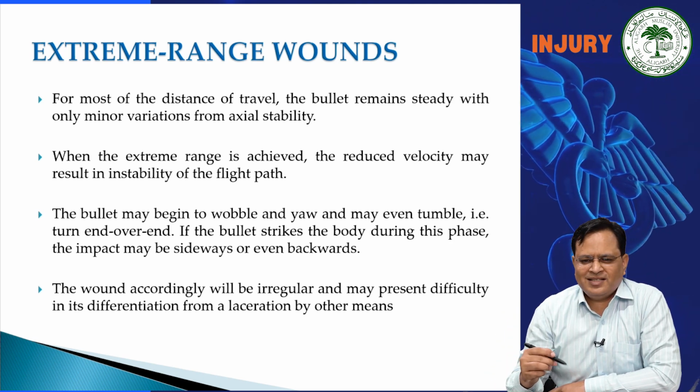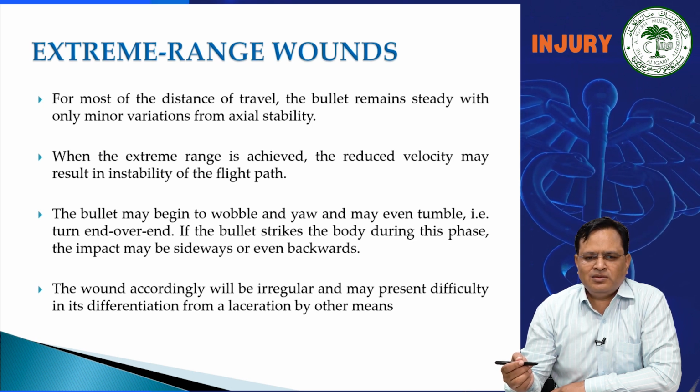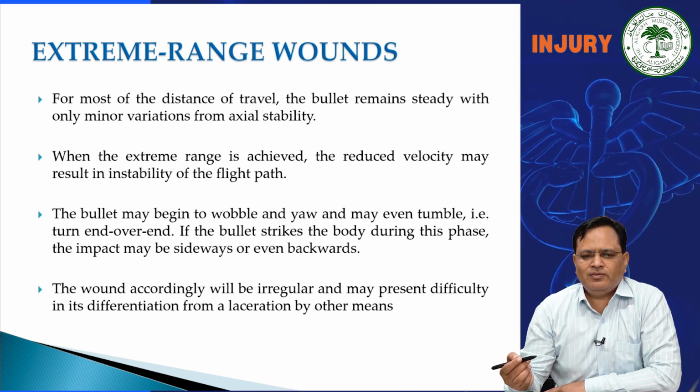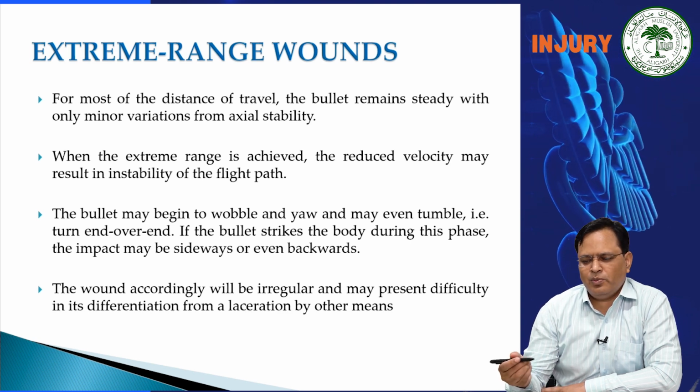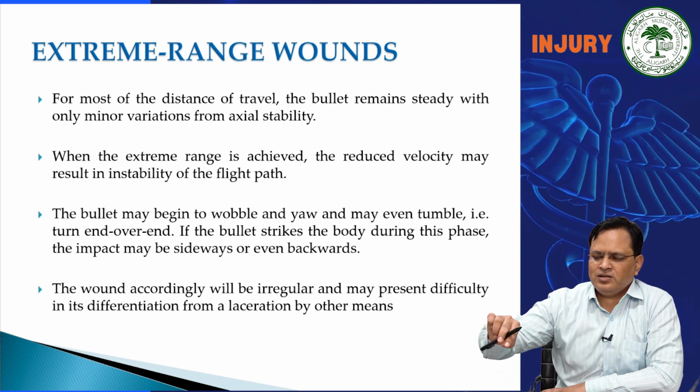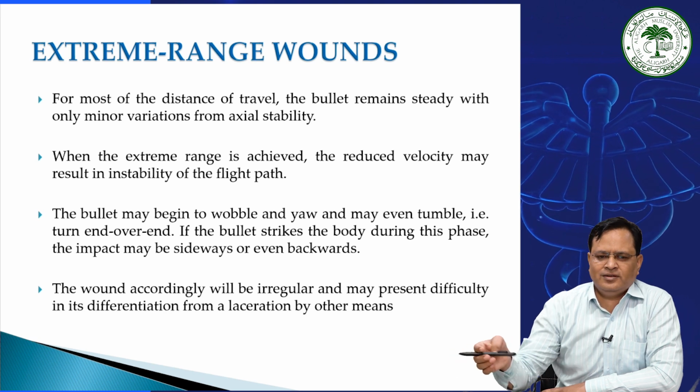When the extreme range is achieved, the reduced velocity may result in instability of the flight path. The bullet may begin to wobble or yaw. Wobble means it may go this way, or yaw means it may go in this direction.